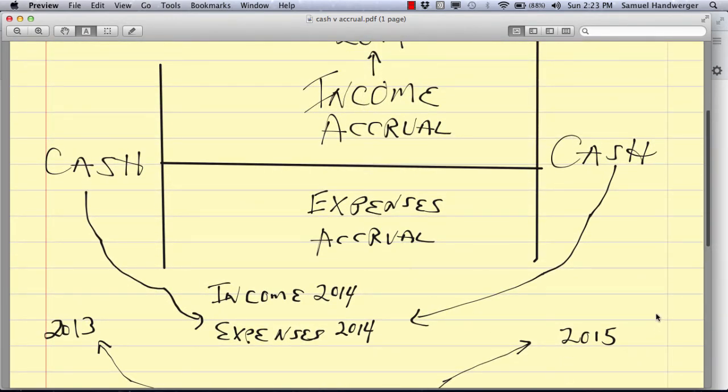Said again, sometimes we pay expenses out here that really belong in here under the accrual method. So these cash payments at the balance sheet date, December 31, we'll call accounts payable.